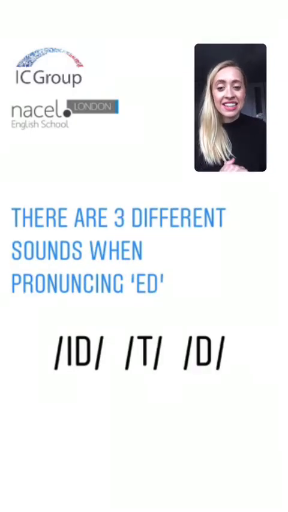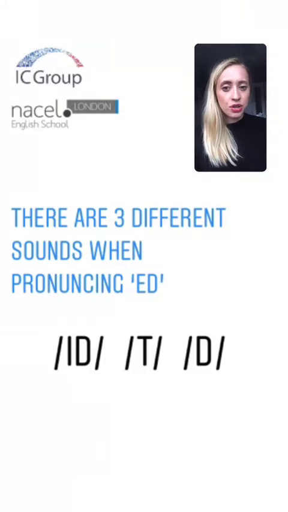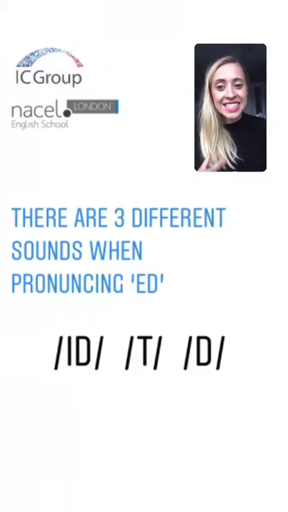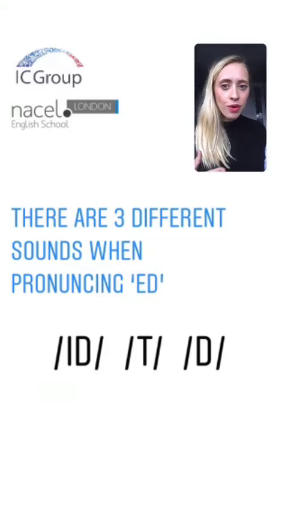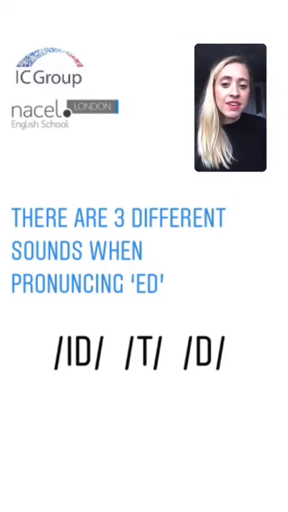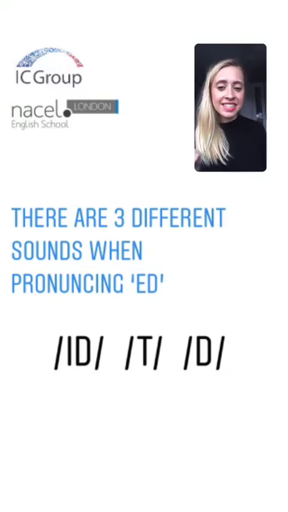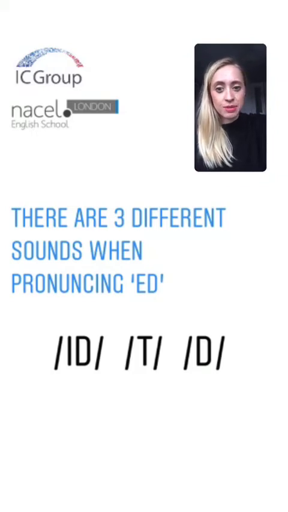So as I said, there are 3 different types of pronunciation when we pronounce this ed sound. The most common one that students pronounce, this is the one that most students will say, is the id sound. You also have a t sound and a d sound. Id, t, and d. Don't worry, I'm going to explain more, but these are the 3 sounds we're going to be looking at today.